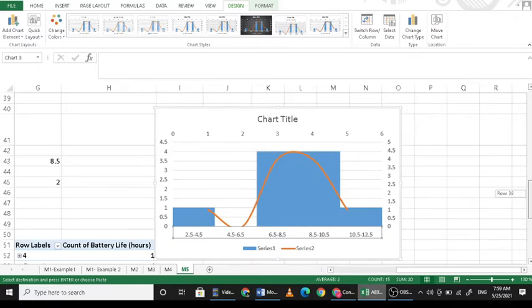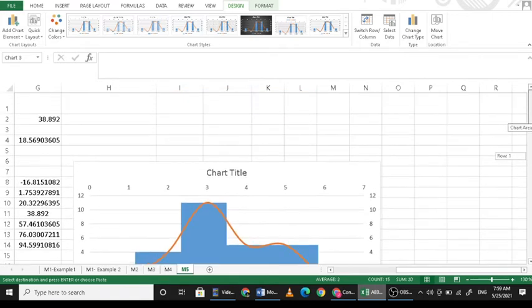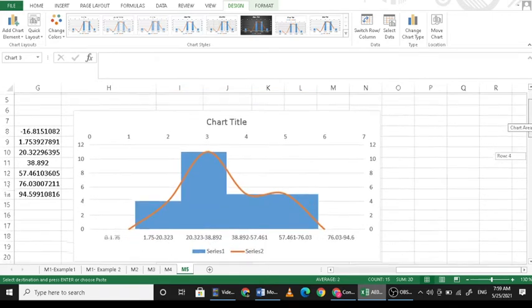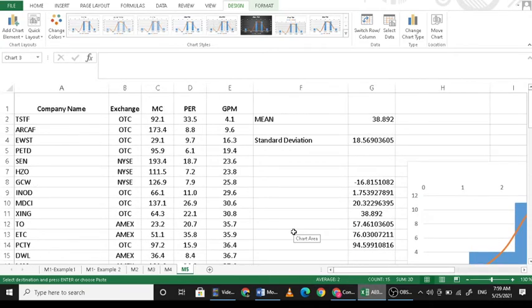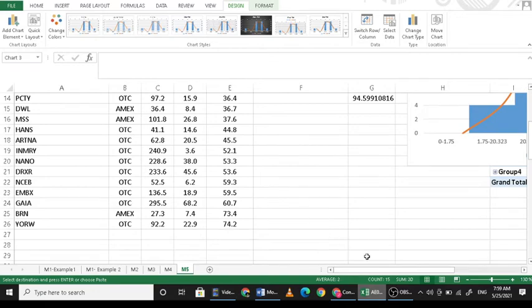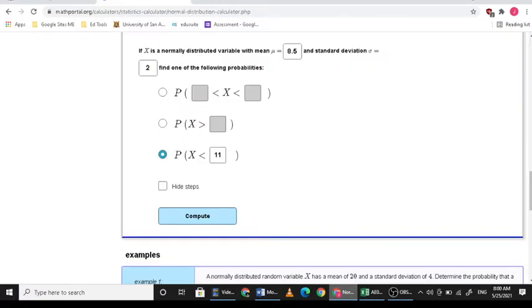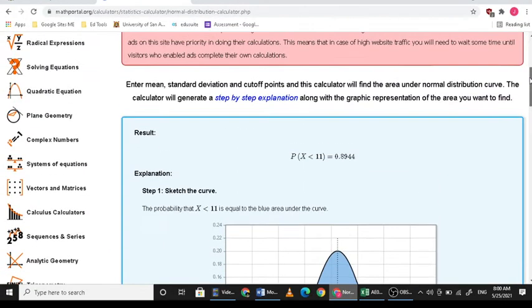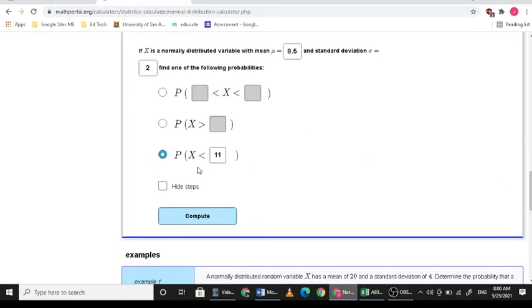Okay, now this is how you check if your data is normally distributed or not, or create a normally distributed table using your Excel. And now, to solve for the values under the curve, use your online calculator. So this is the online calculator, class. So for the first one, you can actually solve for 3 types.